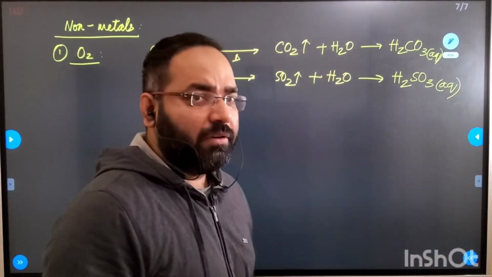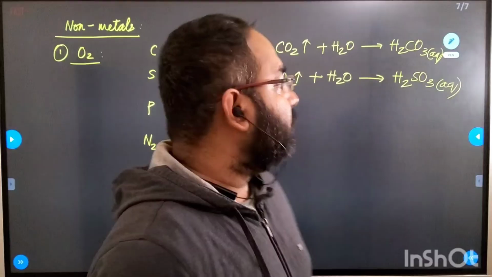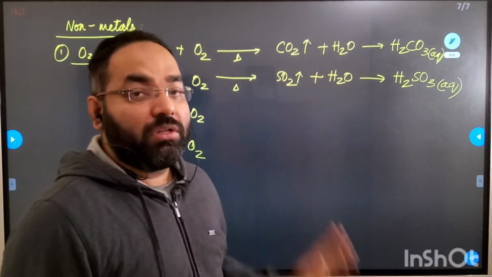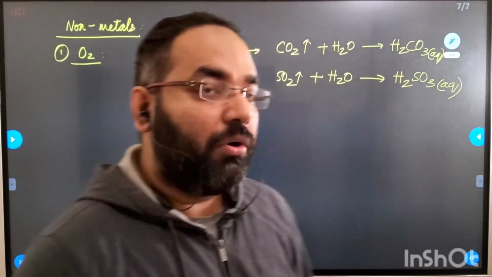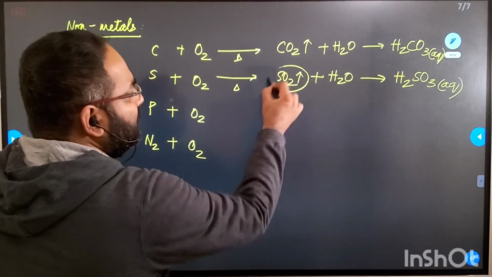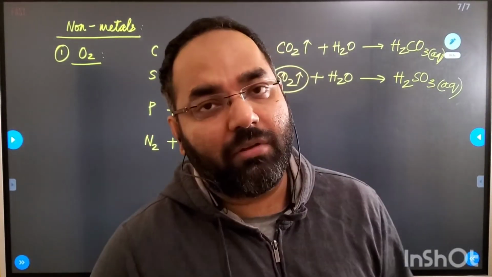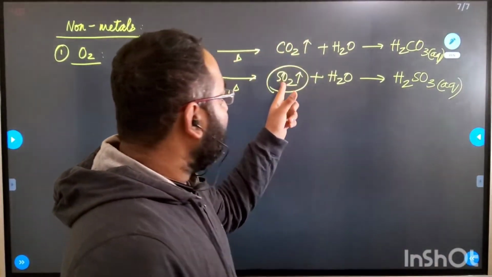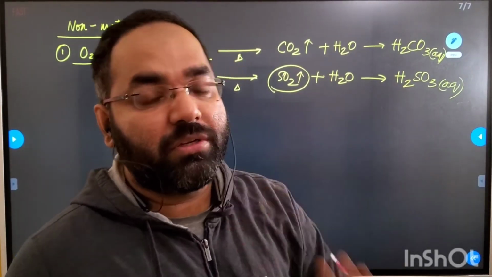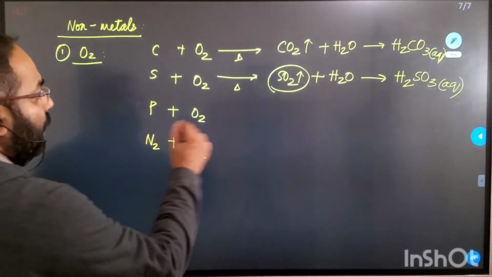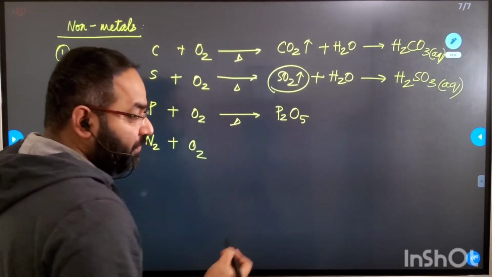Now a lot of students get confused and ask me, when does H2SO4 get formed? H2SO4 gets formed when SO3 dissolves in water. SO3 is called sulfur trioxide. Now how do you get sulfur trioxide? It's very easy. Just take sulfur dioxide, add a little more oxygen, but you'll have to use a small catalyst called vanadium pentoxide. If you add extra oxygen to this in the presence of vanadium pentoxide, you will get H2SO4 instead of H2SO3. P plus O2 together will give me P2O5, which is phosphorus pentoxide.